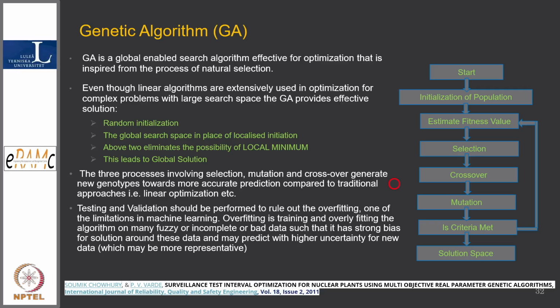So a genetic algorithm comprises looking for the optimum solution in the space. It comprises 4 steps: random initialization, okay. Then, having done the initialization, the global search space is used in place of a localized initiation. So it takes the whole population or whole space to optimize. Why? Because we want it not to get a localized solution, which will be misleading for any solution when we go for optimization, and to eliminate the possibility of local minima.